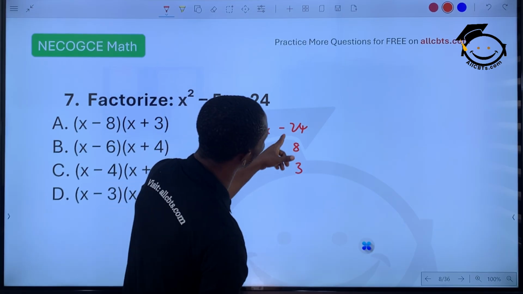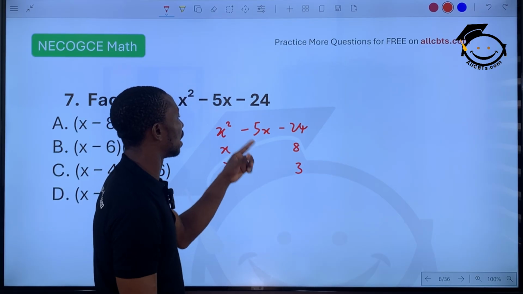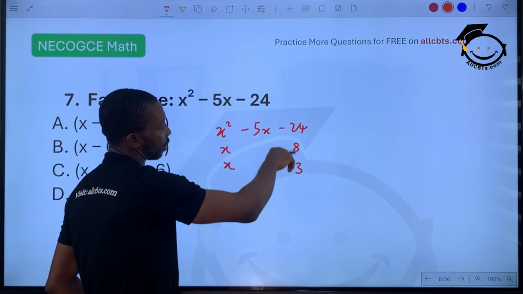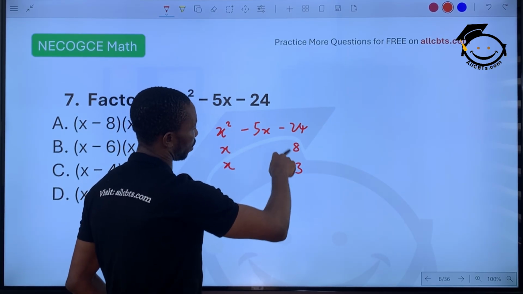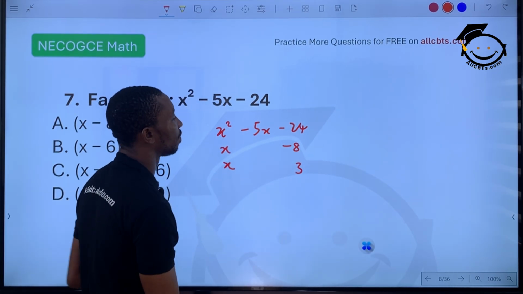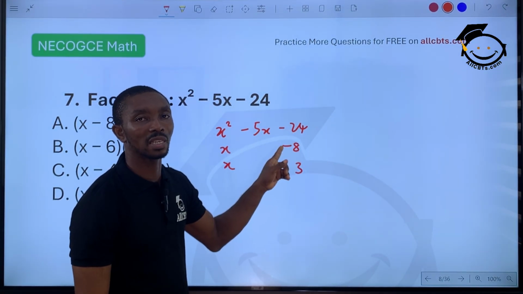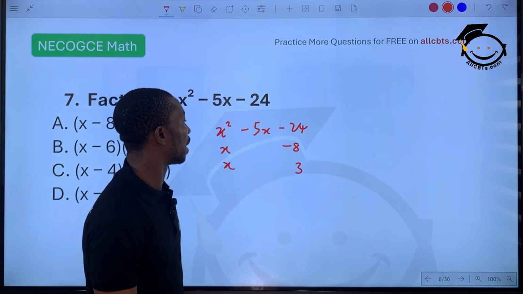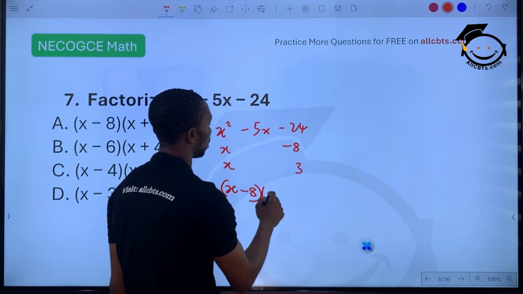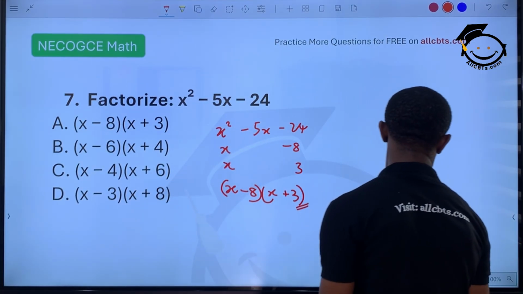But now, since this is negative, how do we get our answer here? We consider 8 minus 3 will give us 5, but 8 times 3 is plus 24. So if we put our negative on the bigger sign, now minus 8 times 3 will give us minus 24, and minus 8 plus 3 will give us minus 5. So our factors will become x minus 8, x plus 3. This will be our factor.